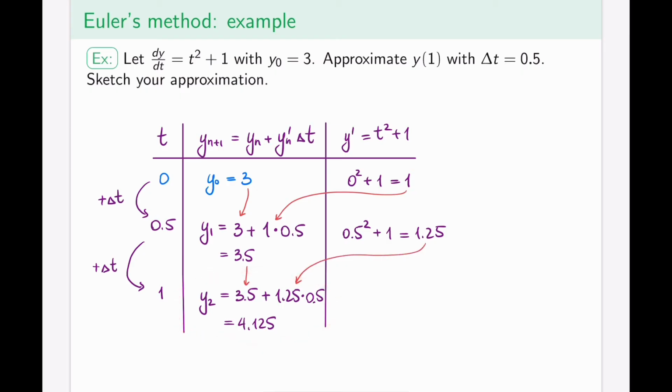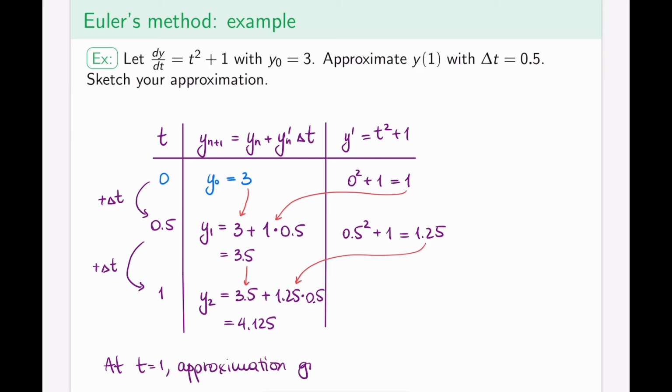Now, I was asked to approximate y of 1, so the y value at t equals 1, and this is what my y value is. So I don't actually need to go on calculating the slope here. I already have the value that I was asked to compute. So I can make my conclusion at t equals 1, approximate y value.